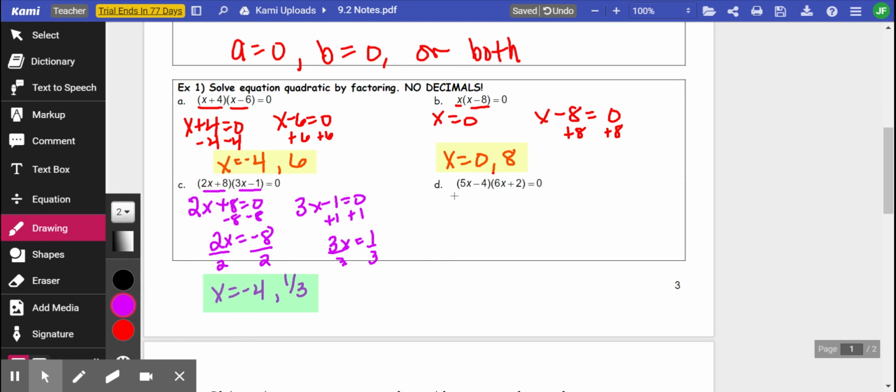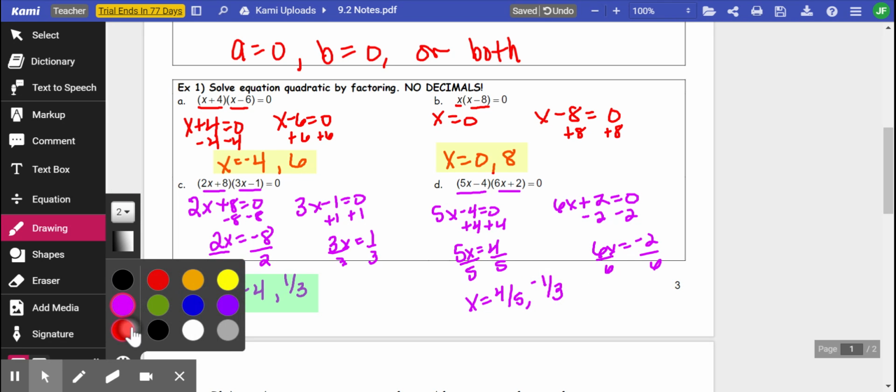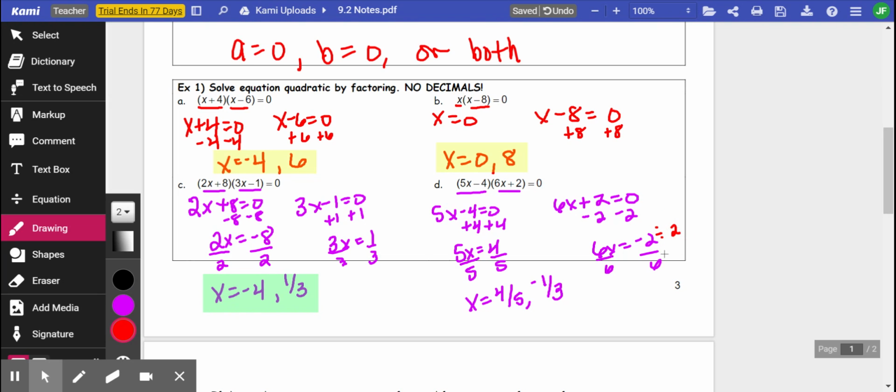Okay, last one. Again, setting these two each equal to 0, so 5x minus 4 equals 0, and 6x plus 2 equals 0. So we're going to add 4 to both sides to get 5x equals 4, and then divide by 5 on both sides to get x equals, it's 0.8. I don't want the decimal, I want the fraction. And then subtract 2 from both sides to get 6x equals negative 2, and then divide by 6 to get, this is negative 0.3 repeating, which is actually negative 1/3. And all I had to do for that is divide each of those by 2 to reduce. So that's how I'm getting my 1 and my 3.